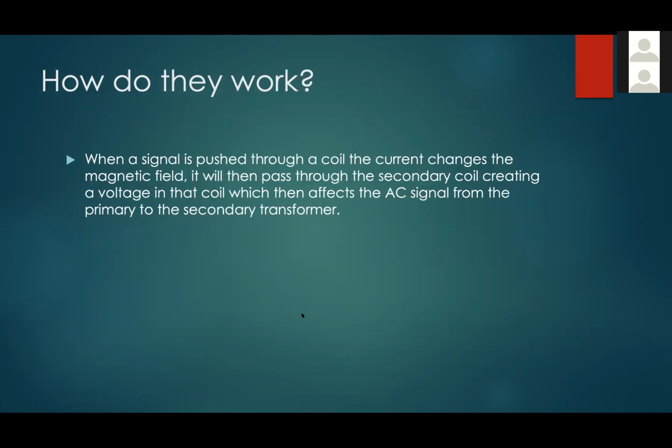So how do they work? Transformers work by pushing signals through the coils inside of those cylinders and those boxes. And it changes the magnetic field around it. And it will pass through the secondary one, creating a voltage like we explained in class. And it affects the AC signal from the primary to the secondary transformer.